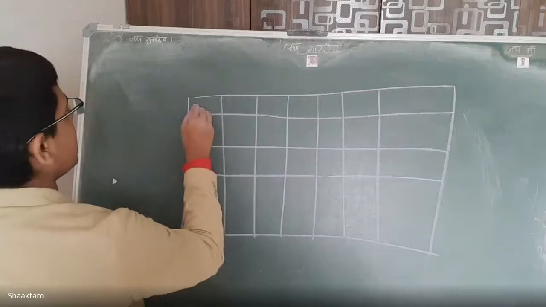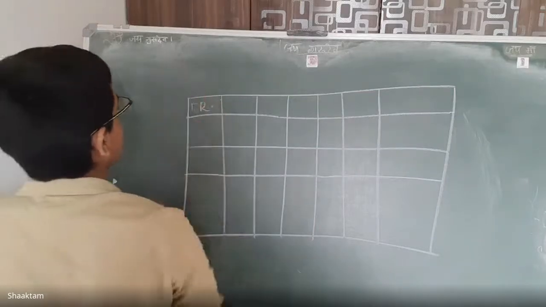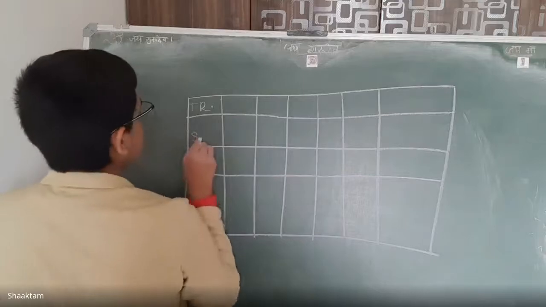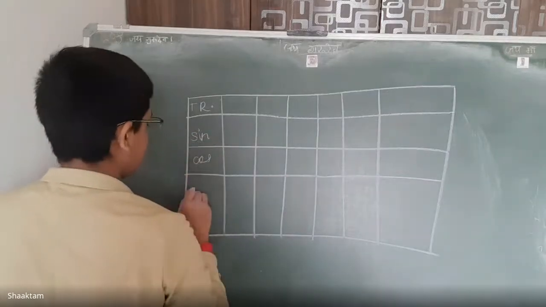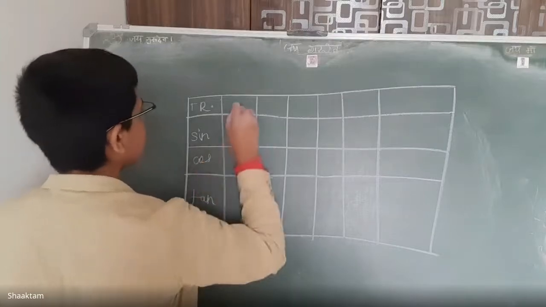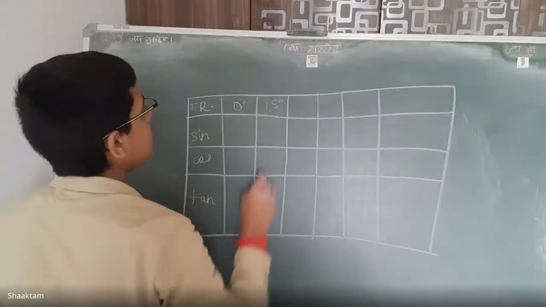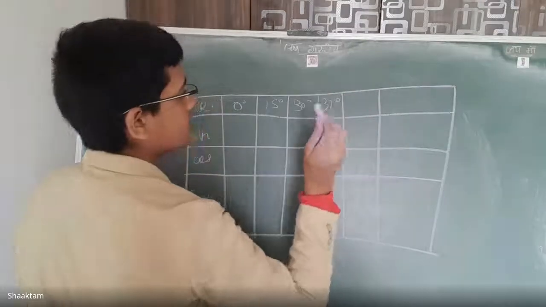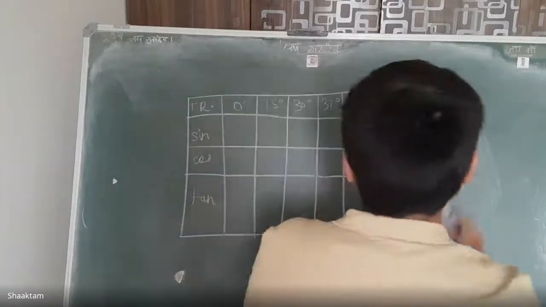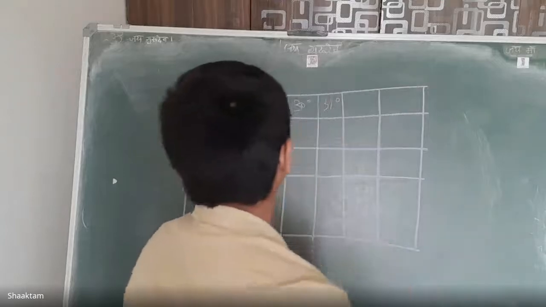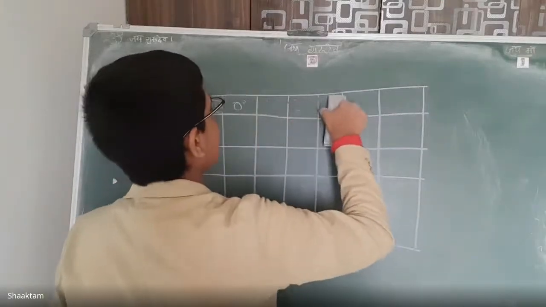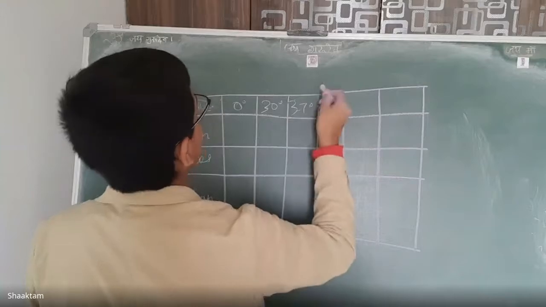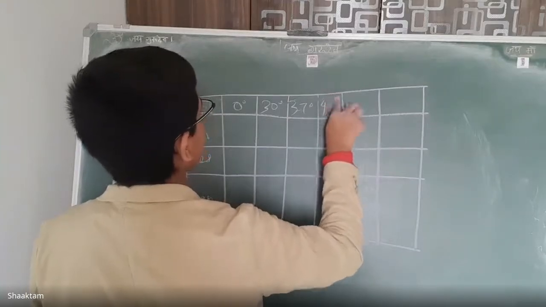So, I'm keeping trigonometric ratios on this side and certain angles on this side. Sine of the angle, cos of the angle, and tan of the angle. The angles which we will concern ourselves with are 0 degrees, 30 degrees, some cases 37 degrees. Wait, I'll have to make some more space. Oh, not 15 degrees. Sorry, just a minute. So, 0 degrees, 30 degrees, 37 degrees, 45 degrees. Oh, sorry, 43 degrees.